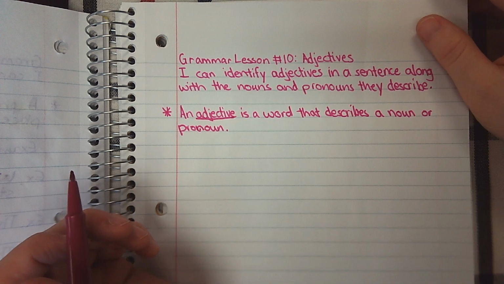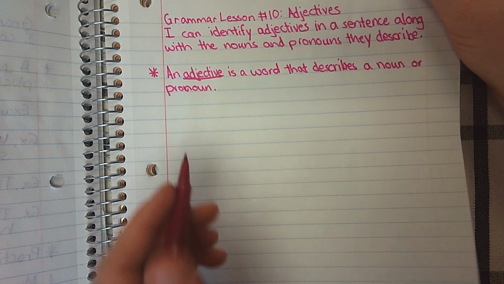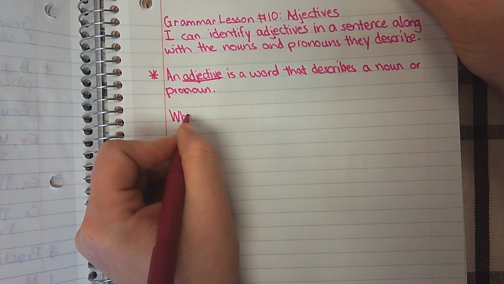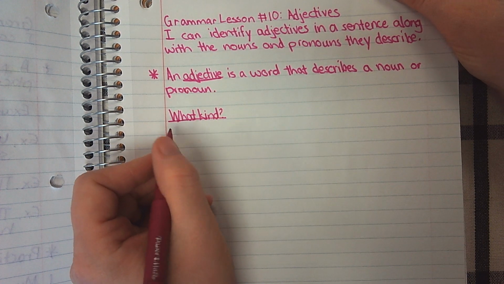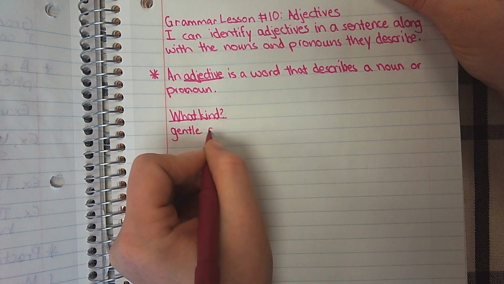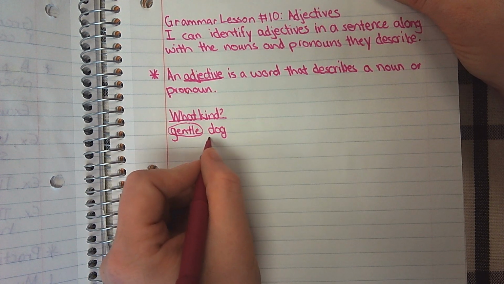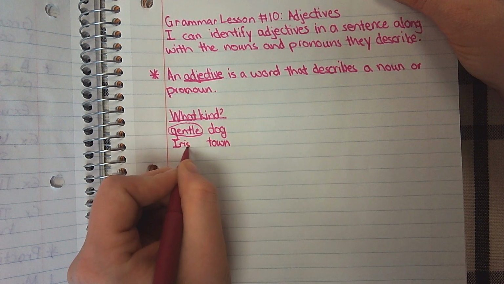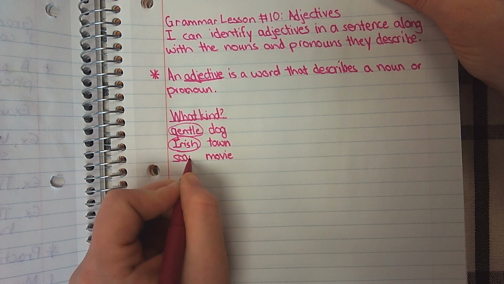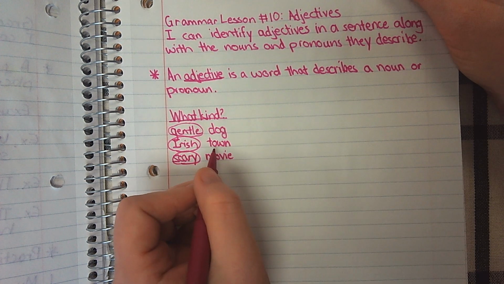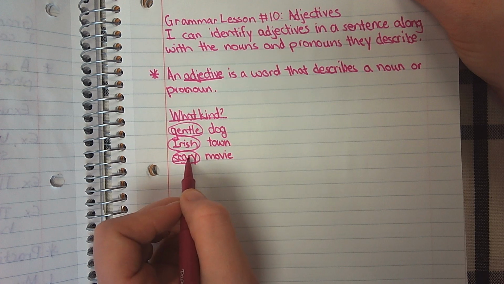Now, adjectives can do 4 things. They actually answer 4 questions, and we're going to write them across the top of our paper, creating 4 columns. So an adjective can tell us what kind of noun do we have. For example, is it a gentle dog? Gentle would be our adjective. What kind of town is it? It's an Irish town. What kind of movie is it? It's a scary movie. Okay, so dog, town, and movie are all nouns, and the word that is describing them happens to be right before it. A gentle dog, Irish town, scary movie.